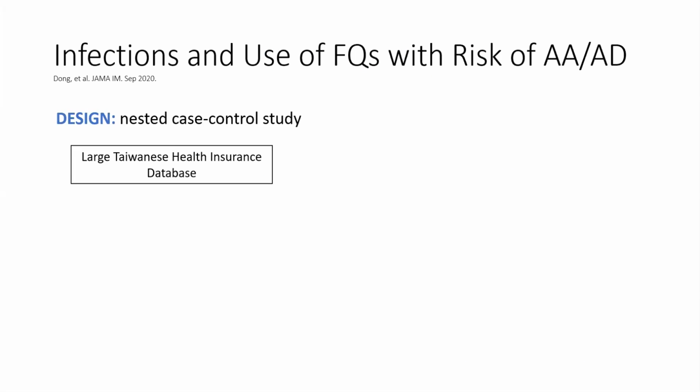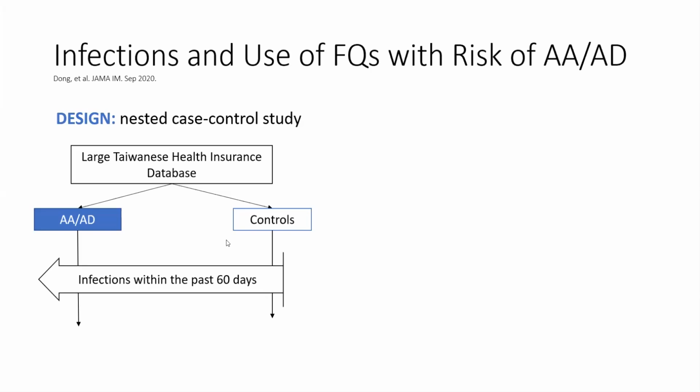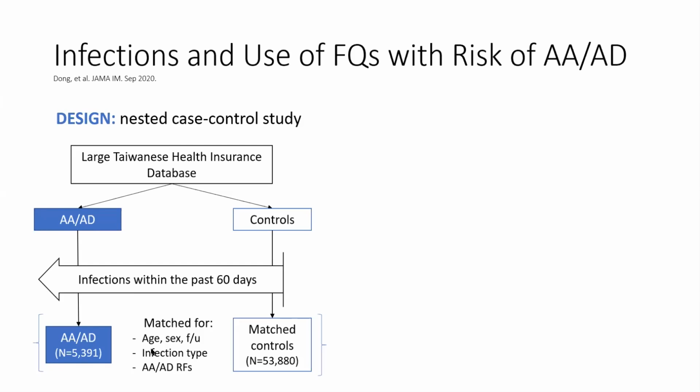Now let's talk about that second paper in JAMA. This was a nested case control study. They used a Taiwanese health insurance database and split patients up into those who had a new diagnosis of aortic aneurysm or dissection and those who did not. They looked back 60 days from the new diagnosis and identified a subset who had had infections within that time, and matched them against controls based on demographics, infection, follow-up duration, and notably aortic aneurysm and dissection risk factors.